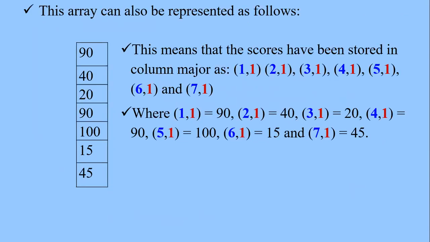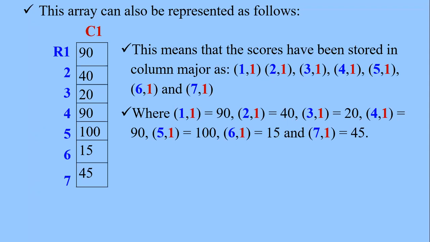The other method of storing or referring to elements in an array is what we call the column major, whereby all the elements are assigned to the same column. In this case, column 1. And therefore, what changes are the rows. For example, 90 is in row 1, 40, row 2, 20, row 3, 90, row 4, 100, row 5, 15, row 6, and 45, row 7.